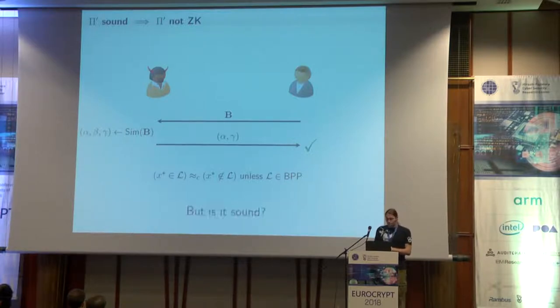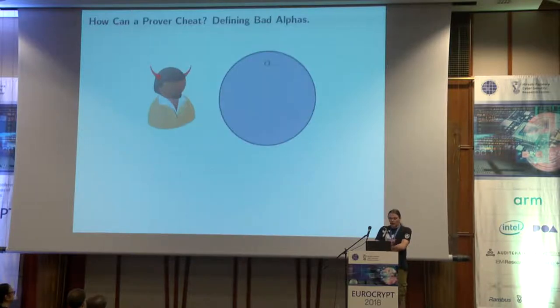However, all of this, of course, hinges on the assumption that this argument is actually sound. So is it? And how can we prove that? To see how we could prove that, we look at how the prover might be able to cheat. And the first thing that a cheating prover needs to do is choose an alpha, a first message, on which it wants to cheat.